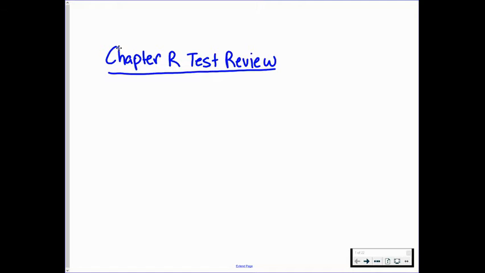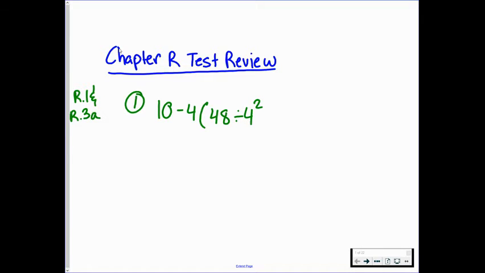So on number 1 through 5, it says simplify each of the following. Be sure to show your work. The first few problems come from section R.1, where we talked about PEMDAS and order of operations, and R.3a, where we talked about adding, subtracting, multiplying polynomials. So starting with question number 1, it says 10 minus 4, then 48 divided by 4 squared divided by 3 is inside of the parentheses.